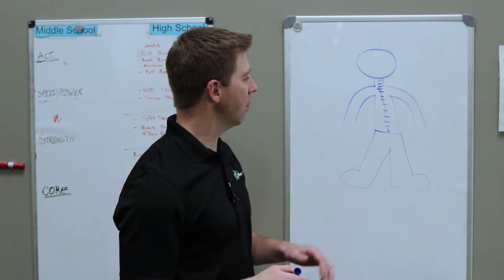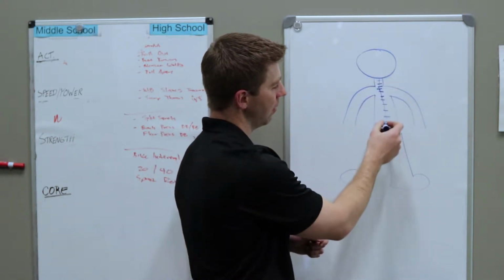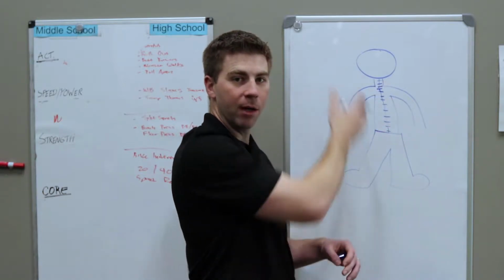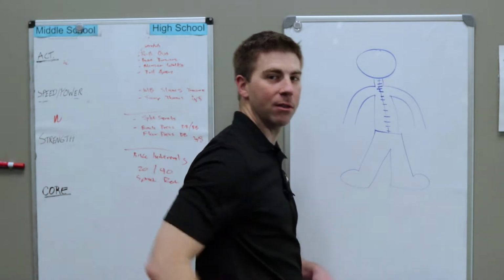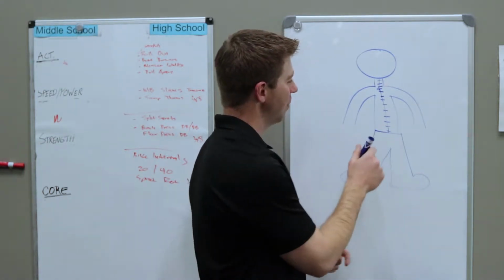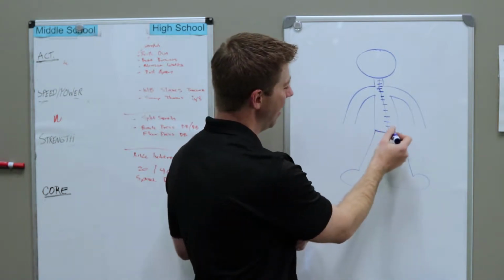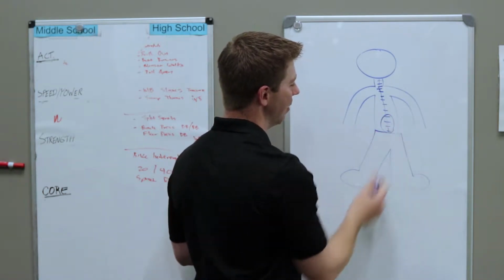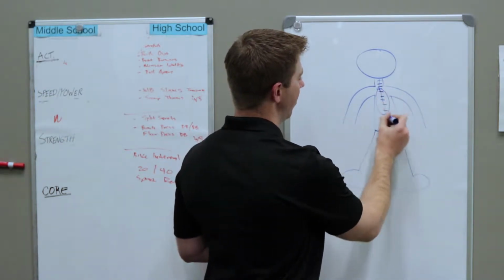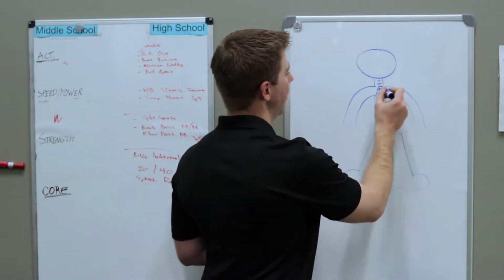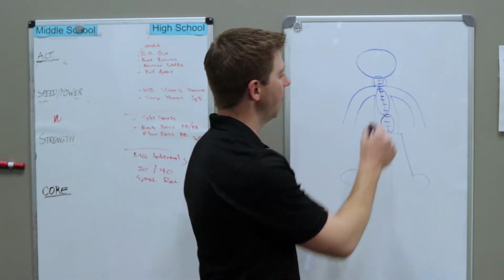So starting with our diagram here, I've drawn a spine going up and down. Obviously the spine starts at the base of the head, comes down into your pelvis. This by no means is drawn to scale. I don't even know how many levels I put in. But you're going to have, let's call this your 5 lumbar vertebrae. Then you're going to have 12 thoracic vertebrae. And then you have your 7 cervical vertebrae on top of that.